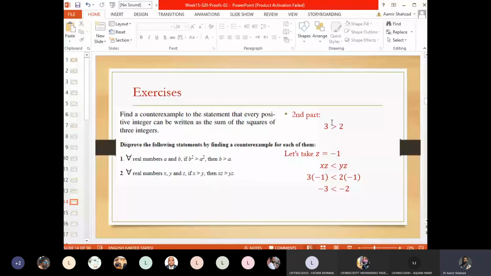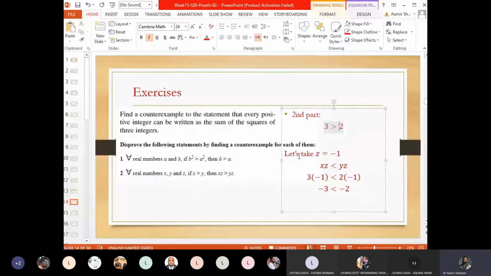For example, if x is 3 and y is 2, so 3 is greater than 2. But if we take z as -1, when we multiply by -1, we cannot say -3 is greater than -2. -3 is less than -2. So 3 times -1, which is -3, is less than 2 times -1, which is -2.